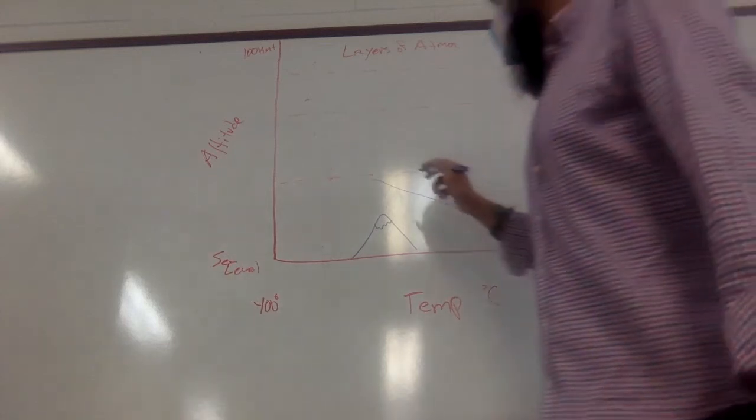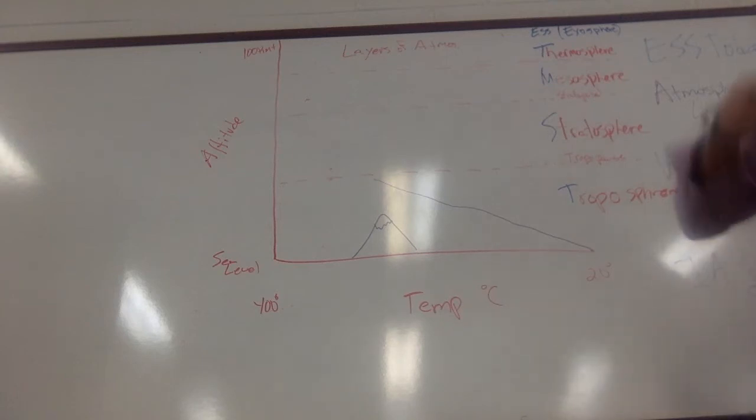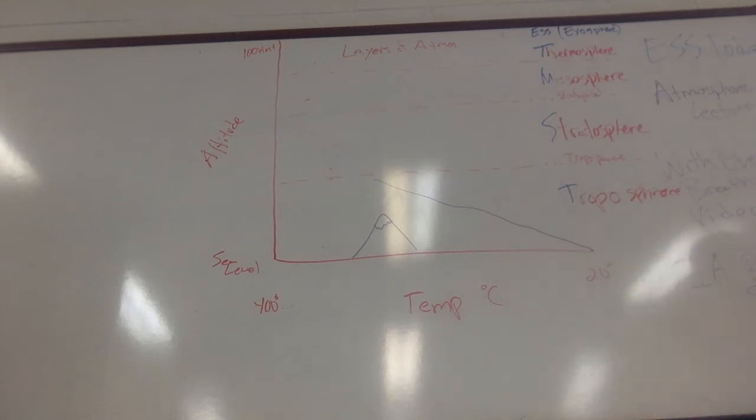Cool. So the temperature decreases as you go up in altitude. Why? Because it's colder. But I thought hot air rises. But it's less pressure.